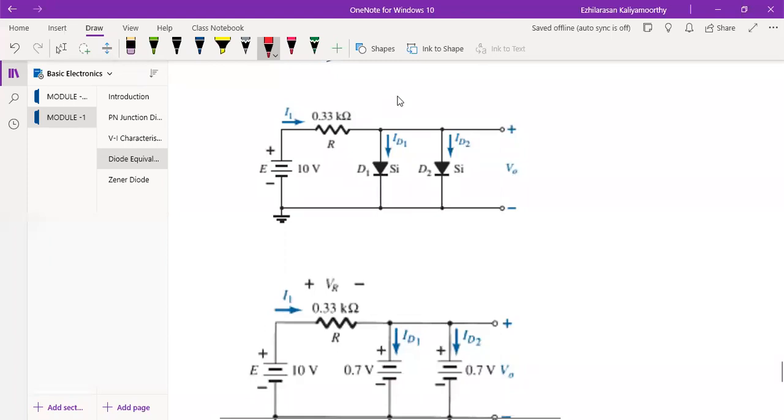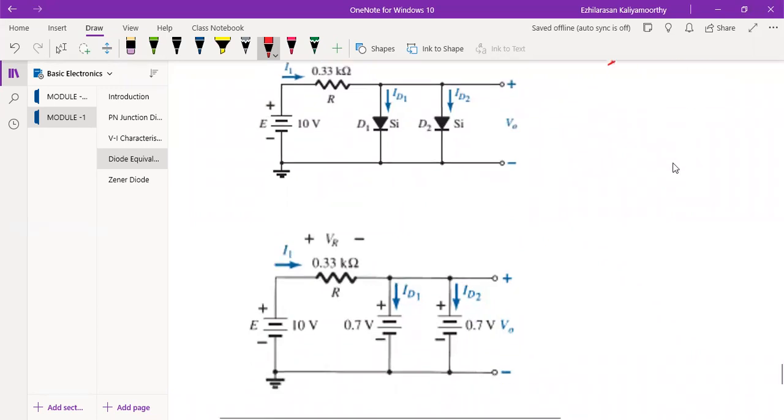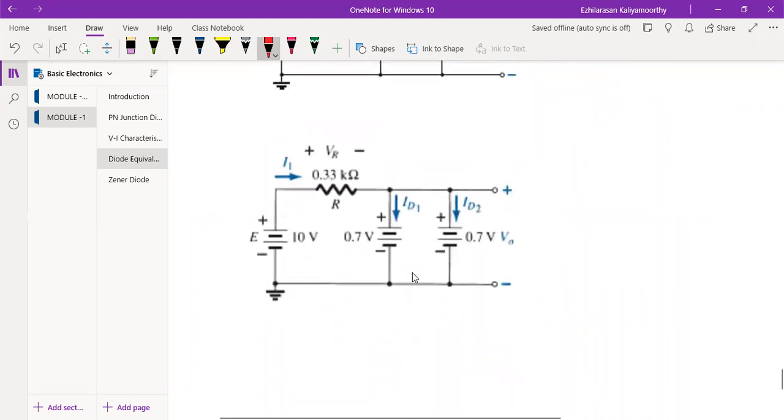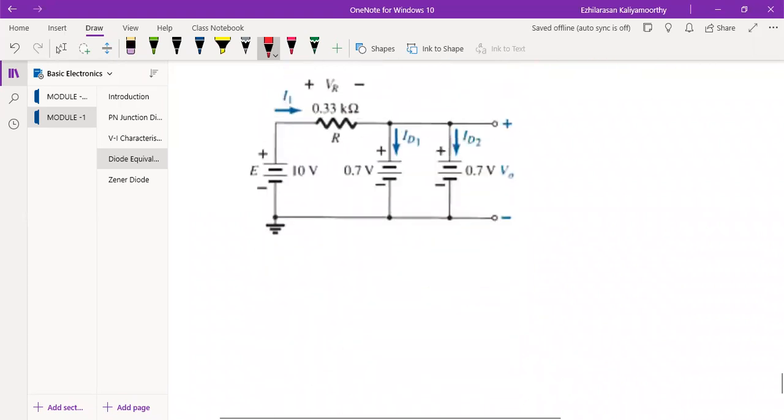So I can say both the diodes, D1, D2, are in forward bias. Forward bias in the sense, you have to do it like this. Okay, we replace this. Once it's replaced, now we can work on this. So now let us find out one by one.